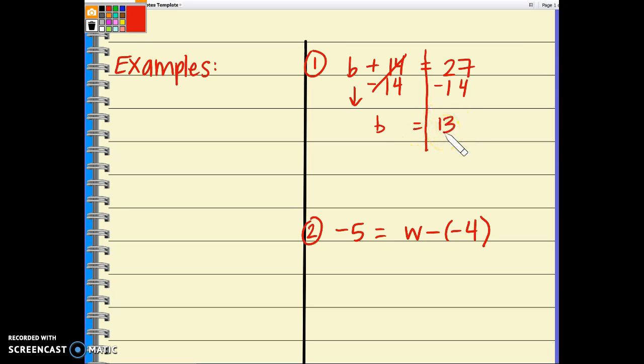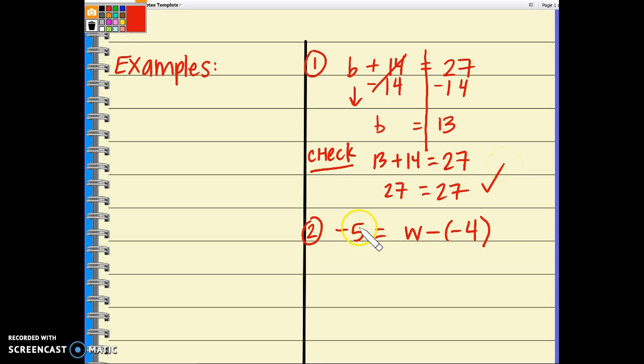The great part about solving equations is you can always check your work. Just plug in your answer. So we'll plug in 13 for b plus 14 and see if we get 27. 13 plus 14 does equal 27, so we got it right.